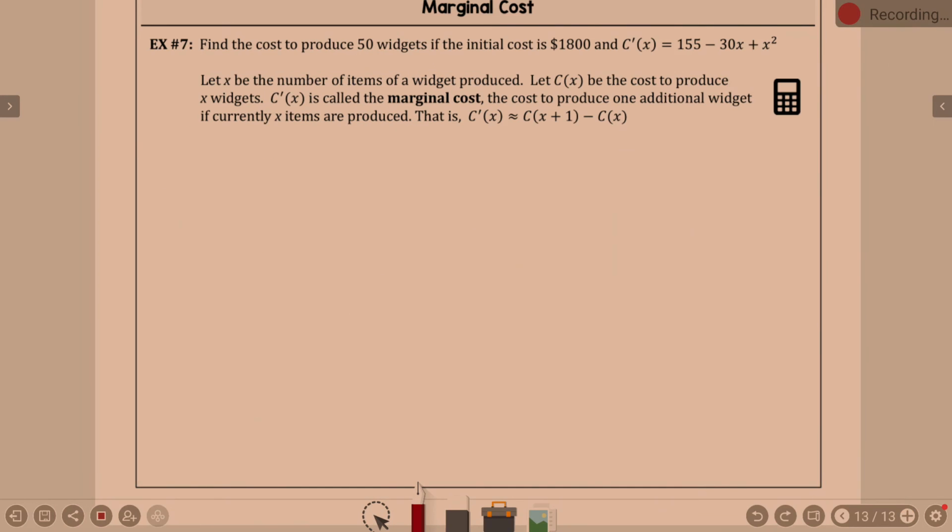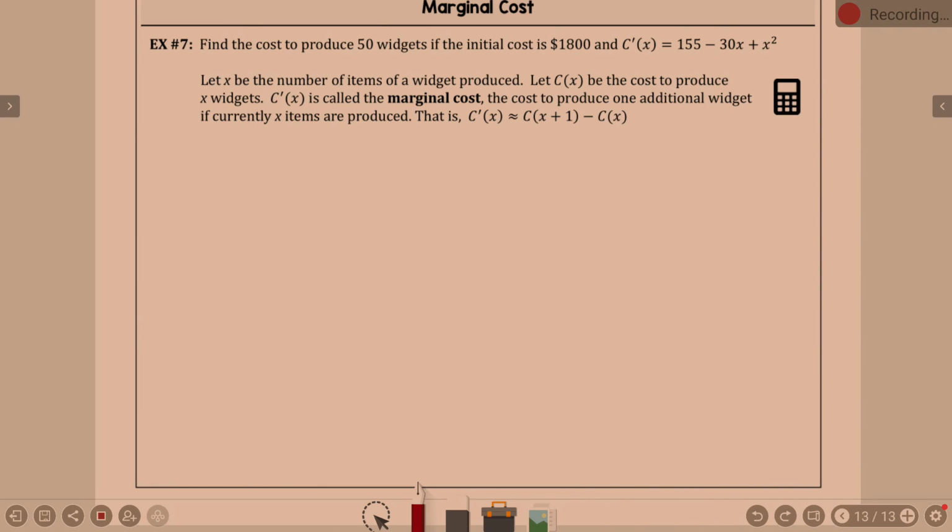Marginal cost. Find the cost to produce 50 widgets, if the initial cost is $1,800 and C prime of X, so the rate, is given there. Let X be the number of items of a widget produced. Let C of X be the cost to produce X widgets.